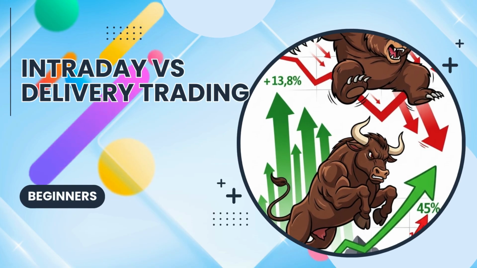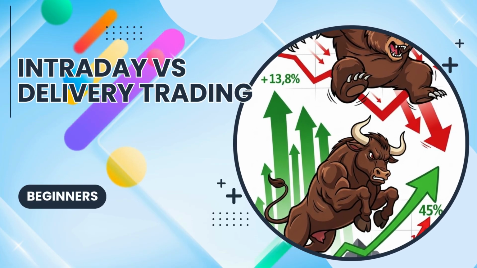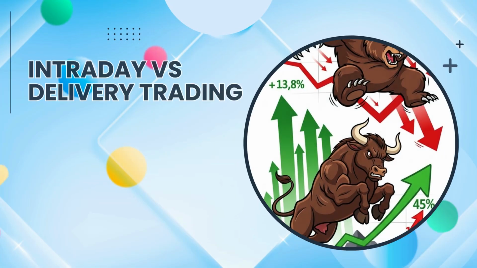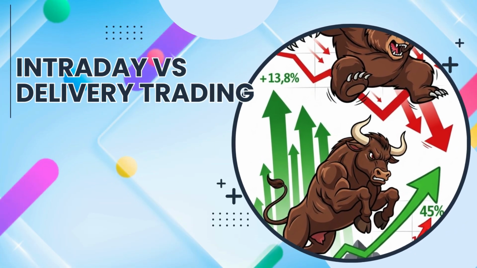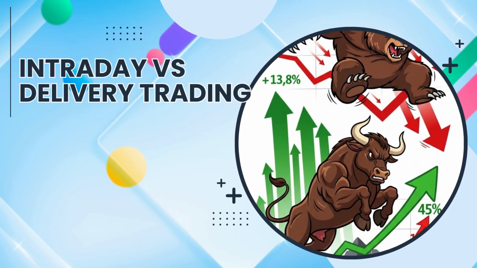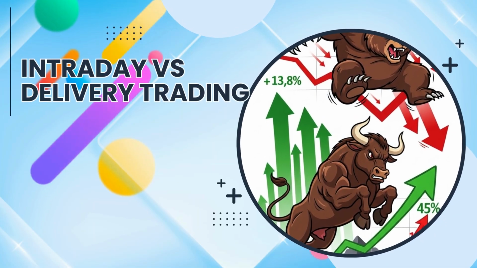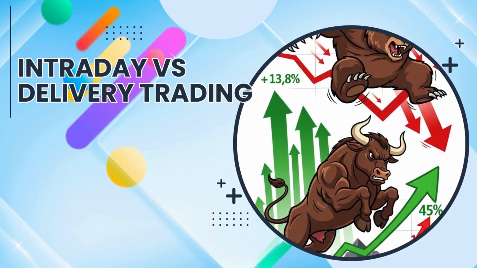There are two main ways to trade stocks: intraday and delivery. In intraday trading, you buy and sell a stock within the same day. Your goal is to profit from small price movements, and all trades must be squared off before the market closes. In delivery trading, you buy shares and hold them in your Demat account for weeks, months, or years. Intraday offers quick gains but higher risk, while delivery is more stable and suitable for beginners aiming for long-term growth.